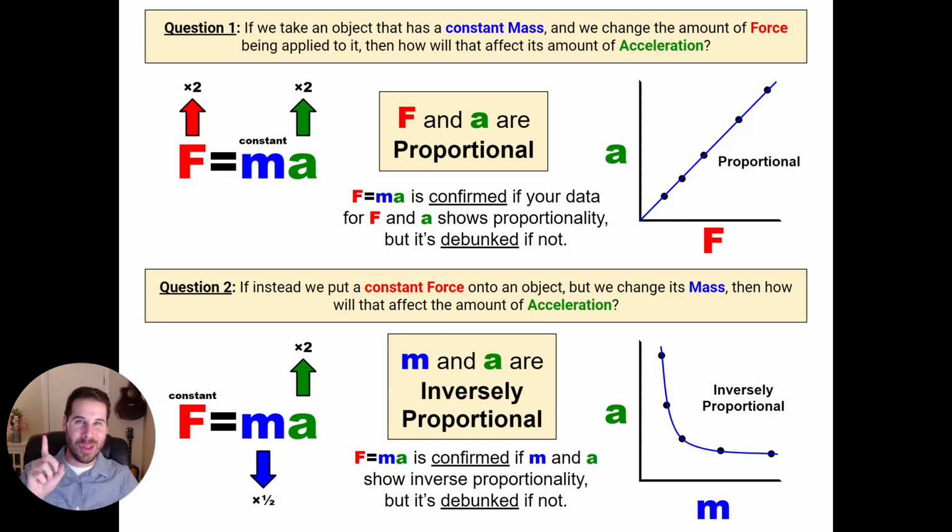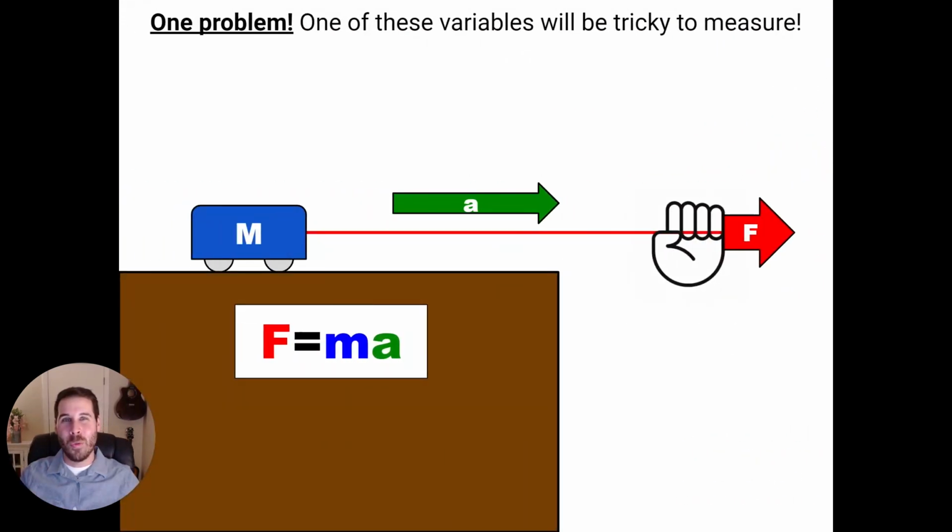Oh wait, there's one more thing. Unfortunately, one of the variables in today's lab, either F or m or a, is actually going to be kind of tricky to measure and to consistently get the same amount that you're looking for all the time. So which of the three is going to be the challenging one? Well, let's go through the list.